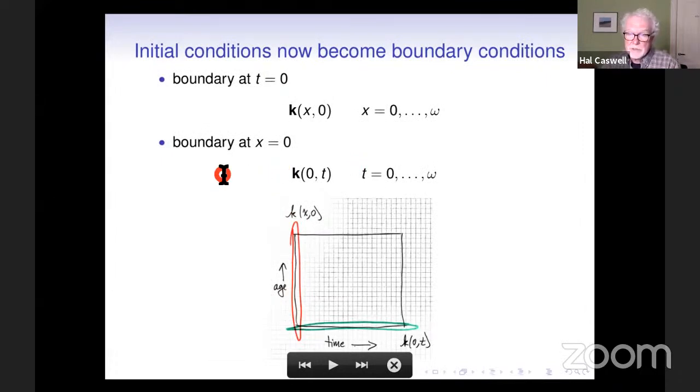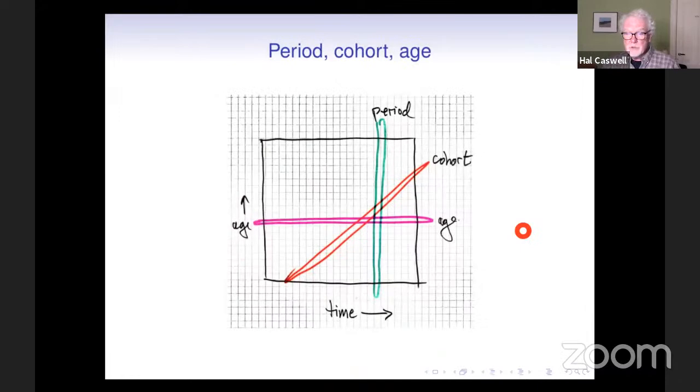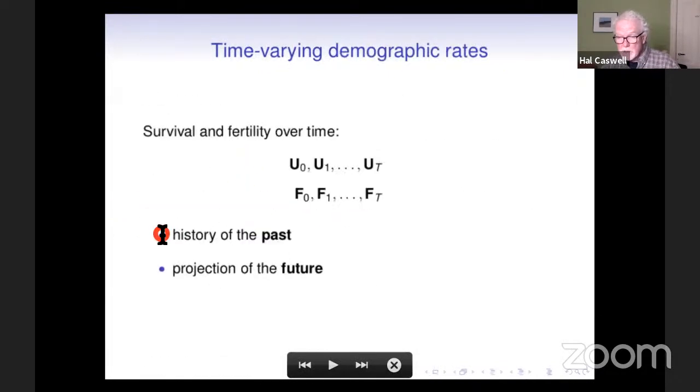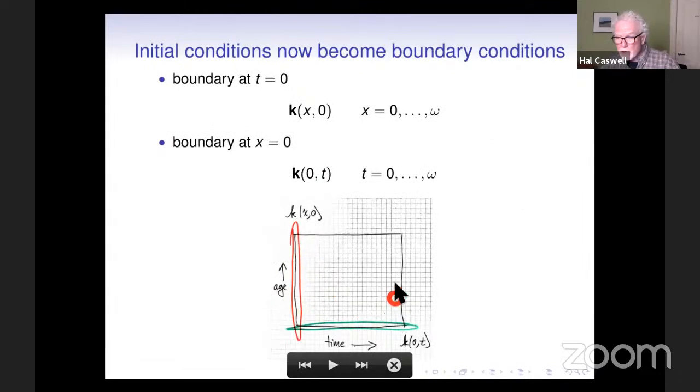You remember that we had to have initial conditions to tell the process where to start. Now we need what are called boundary conditions. So here's a carefully prepared diagram down here. We have time and we have age, and we need to specify at time zero the kin age structure vectors for all the ages, that is going up here, and we need to do the same thing for age zero at all the times. Specify those two boundaries of this square. Once we do that, this equation right here fills in all of this box.